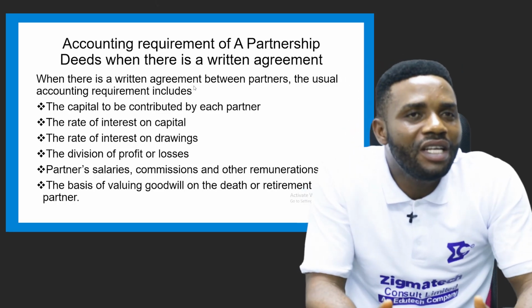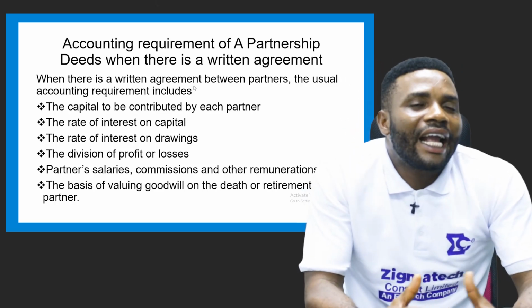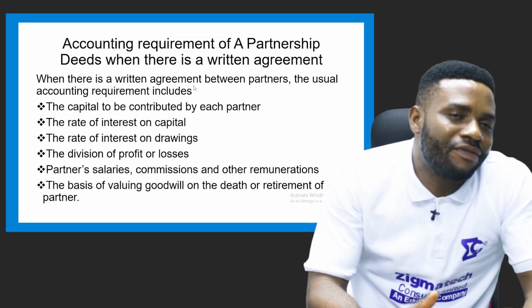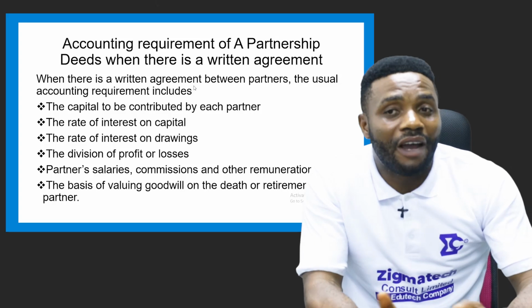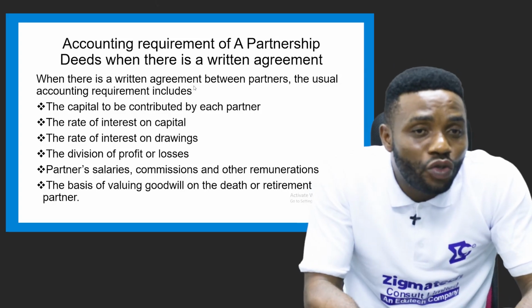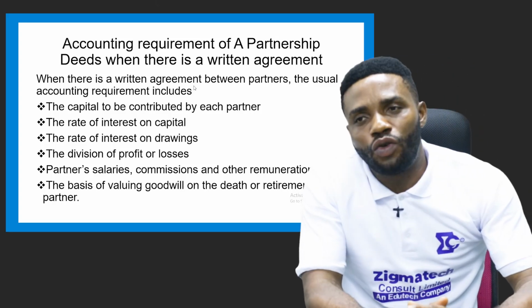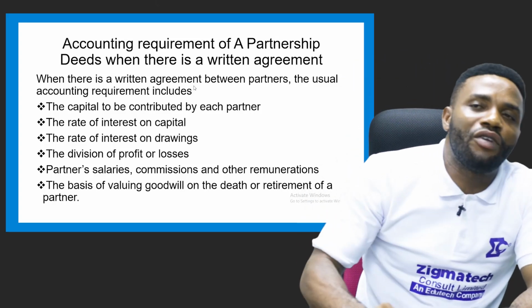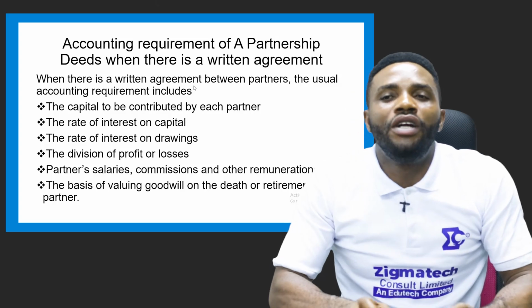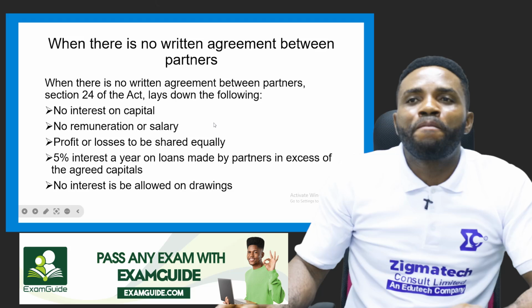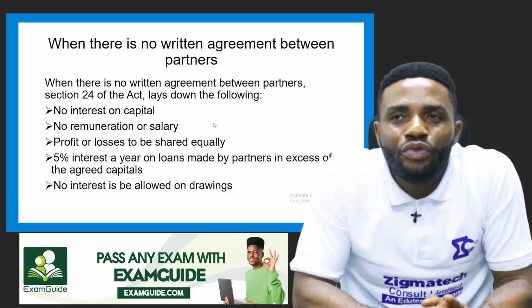So if 10 million is the amount of money that I can actually sell this business, while the net worth of our asset is 5 million, then your goodwill is 5 million. So that difference between your purchase consideration and your net asset becomes your goodwill. So it must be stated in your partnership deed how this goodwill can be valued. All right, let's look at when there is no written agreement.